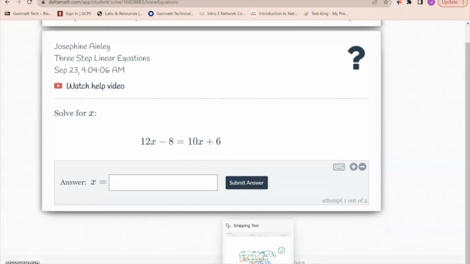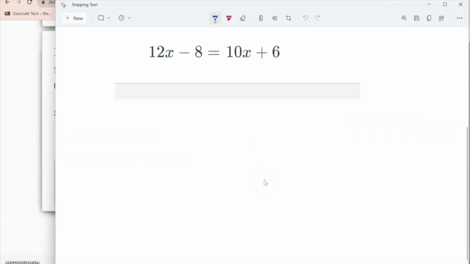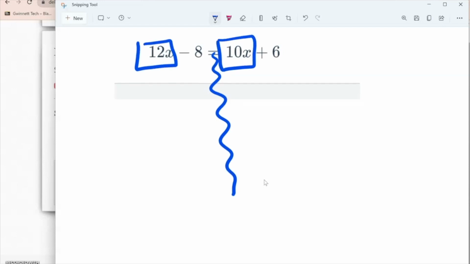So once again, you copy your question down. All right, I'm doing a 3-step linear equation. First thing I do is going to draw a river. Right, I'm going to label boxes. Don't forget the symbol. Boxes with variables. And then I'm going to put circles with constants.